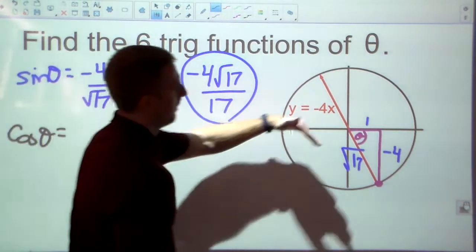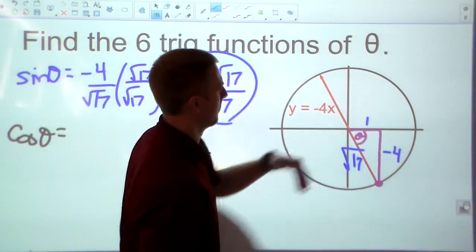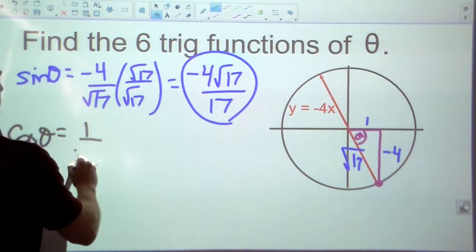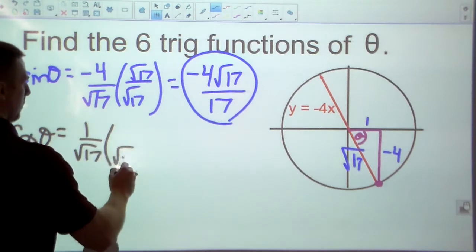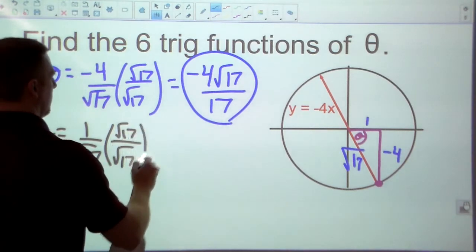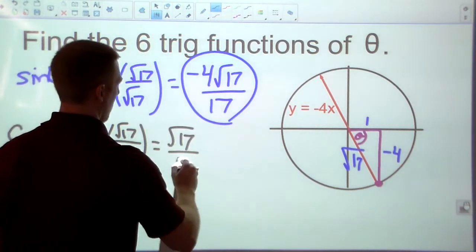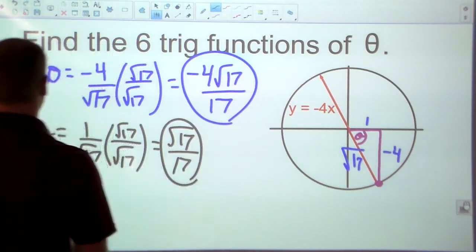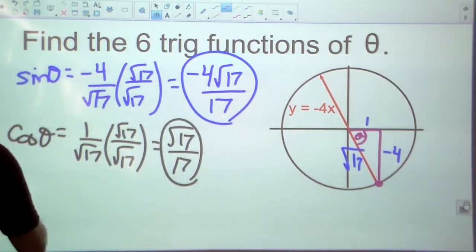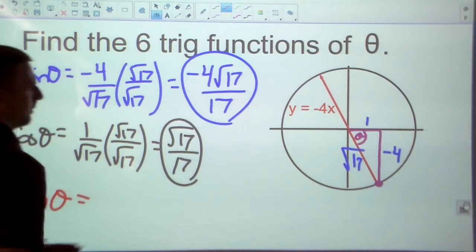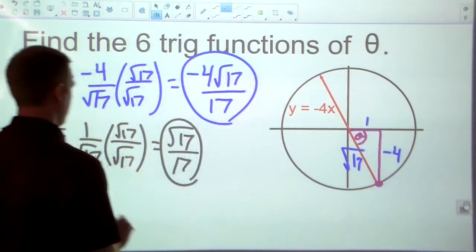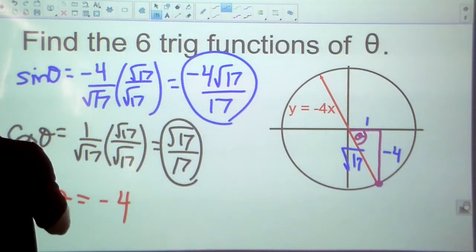Cosine is going to be adjacent over hypotenuse, so 1 over square root of 17. Also rationalize this one out. So square root of 17 over 17. Tangent is going to be the opposite over the adjacent, so -4 over 1, or just -4.